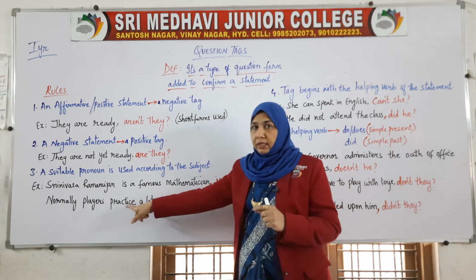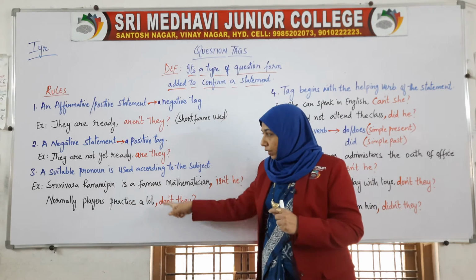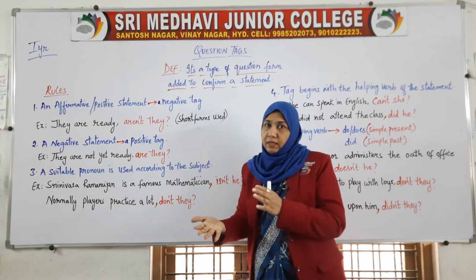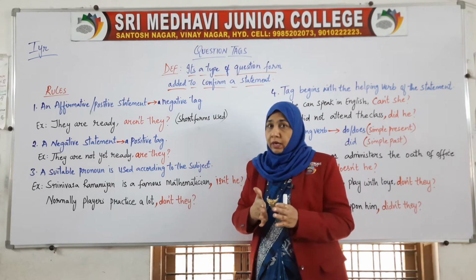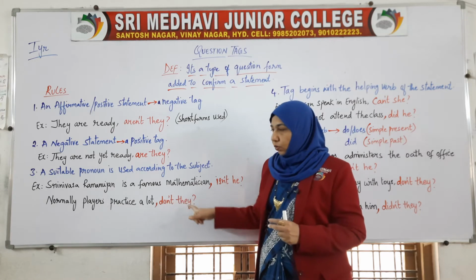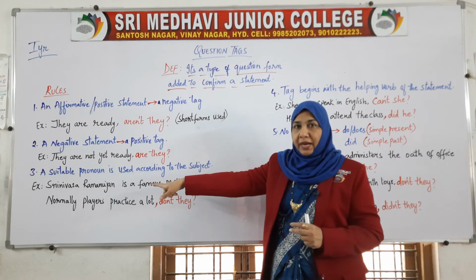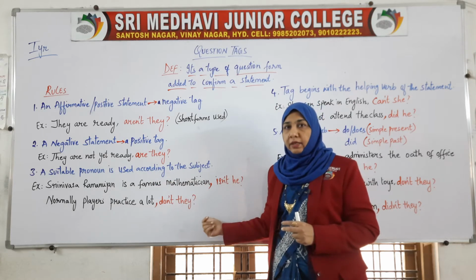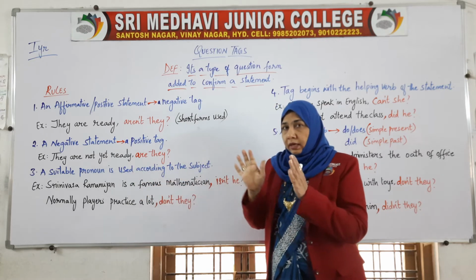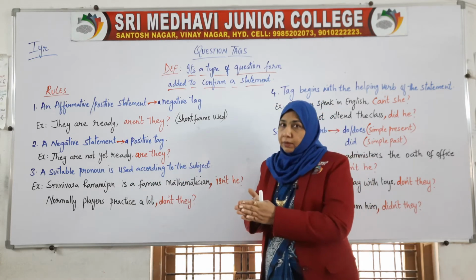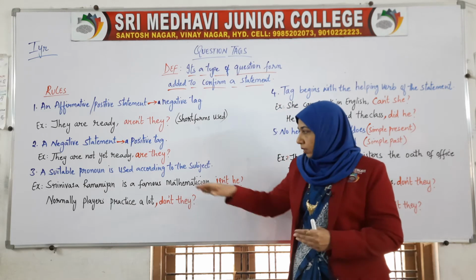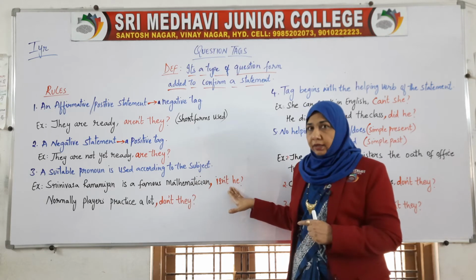Don't, because it is in the simple present and the players is the third person in a plural form, and we don't know about the genders, so we have to take only they. Don't they, because the players are in the plural form. So this rule is about the subject. Whatever the subject is, according to that we have to add the suitable pronoun. Haven't we added the suitable pronoun here?